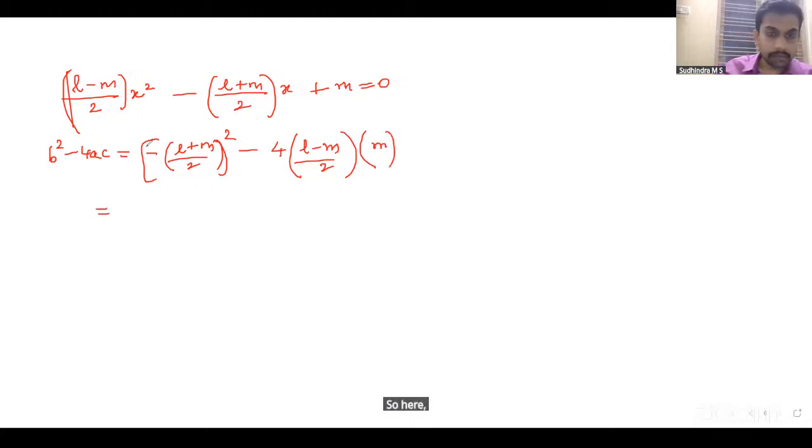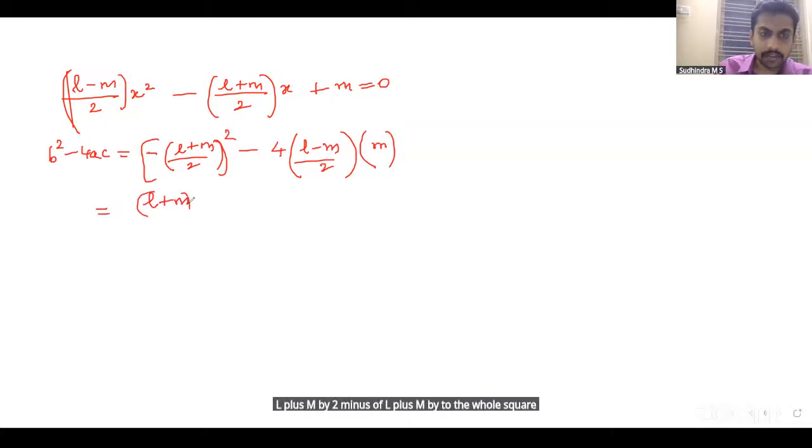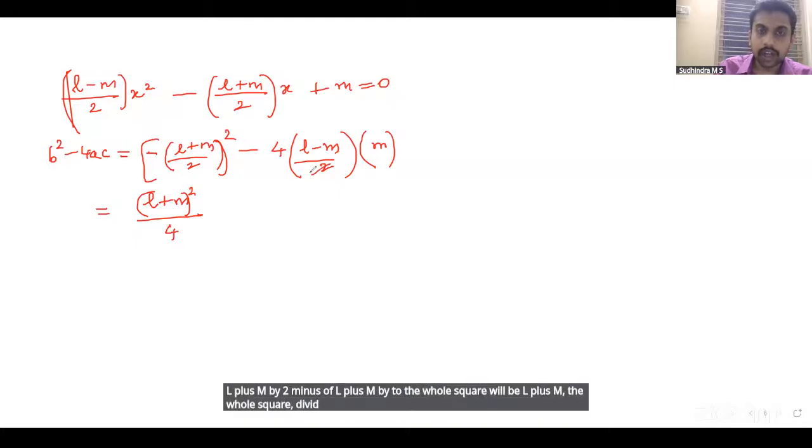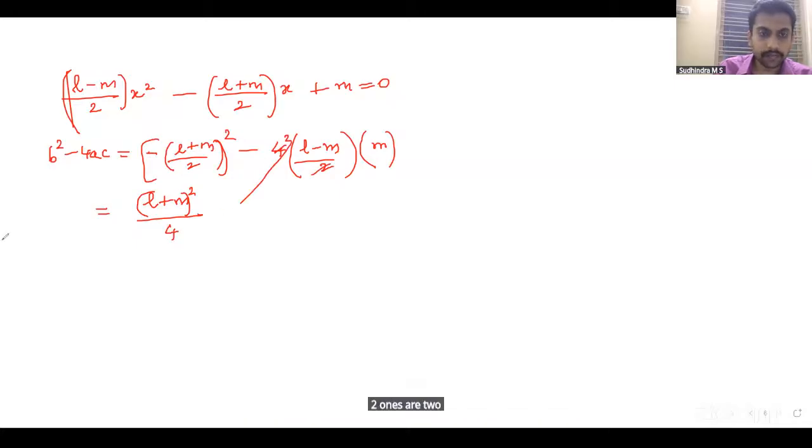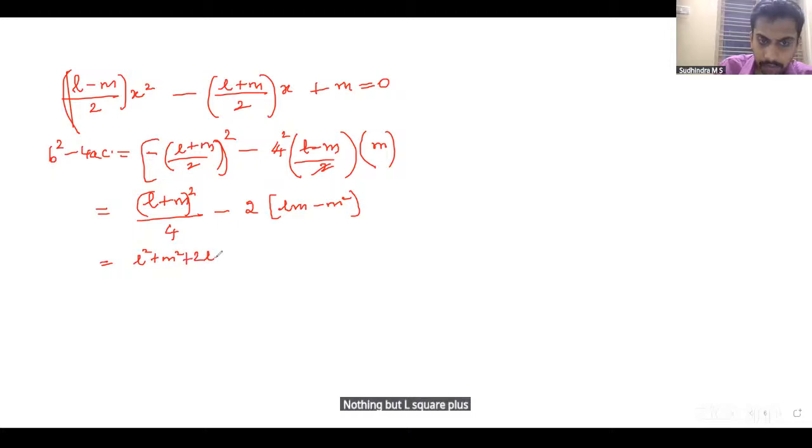So here, if I simplify this, L plus m by 2 minus of L plus m by 2 the whole square will be L plus m the whole square divided by 2 square, 4. Minus, 2 ones are 2, 2 twos are, minus 2 into L into m is Lm minus m square. L plus m the whole square will be nothing but L square plus m square plus 2Lm divided by 4, equals 2Lm minus 2m square.